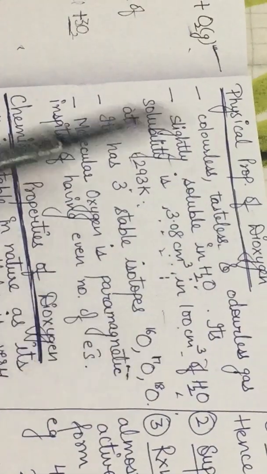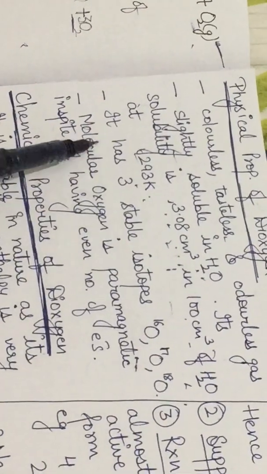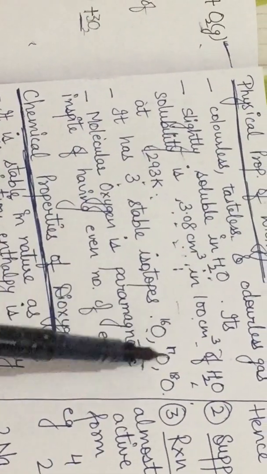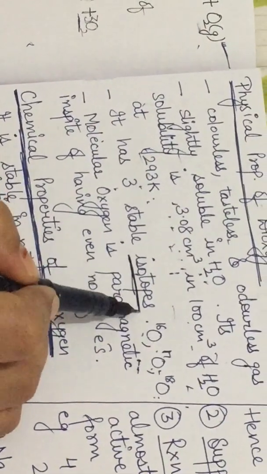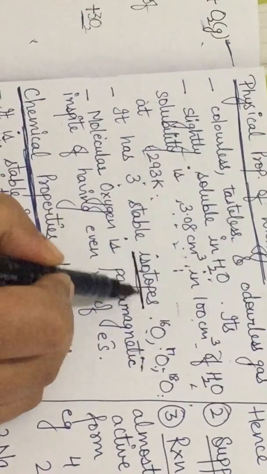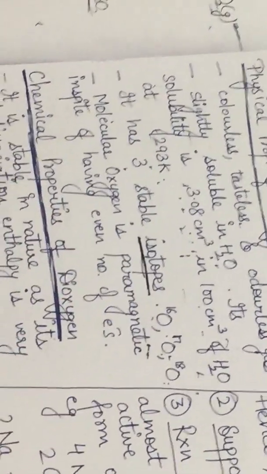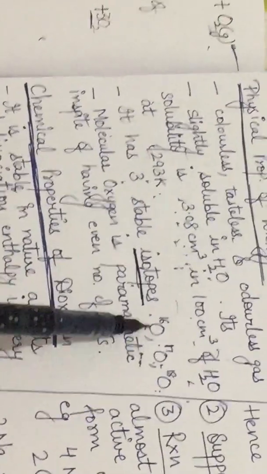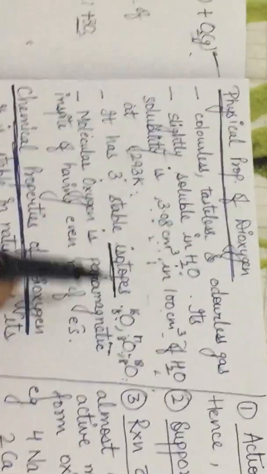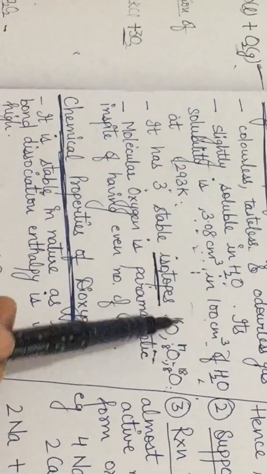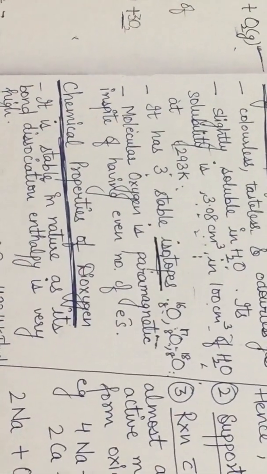Another property of dioxygen is that it has three isotopes: O16, O17, O18. What are isotopes? We have done this in class 11. Isotopes are the atoms of the same element having the same atomic number but different mass number. So oxygen's atomic number is 8, and it exists in three isotopes: O16, O17 and O18.